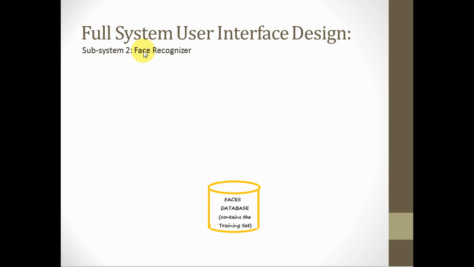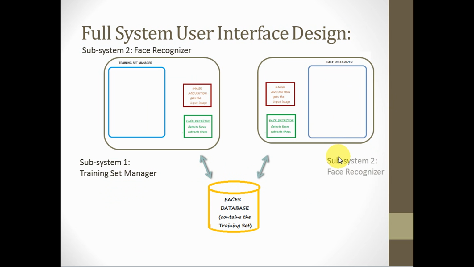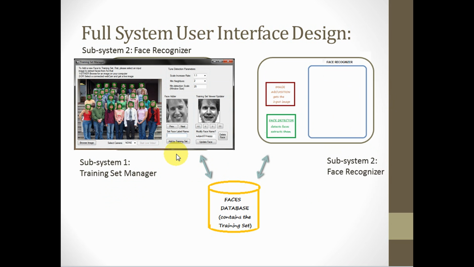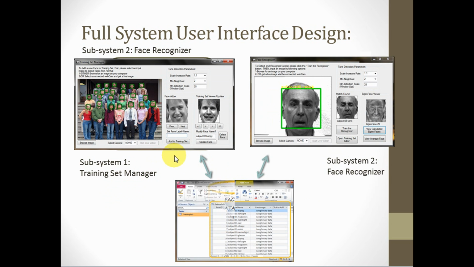So the full system user interface design looks something like this. We have subsystem 1, the training set manager with the faces database, and subsystem 2, the face recognizer with the database, and replacing them with their designed UIs, your system is naturally going to look something like this. Okay, good enough with the designing and analysis part.